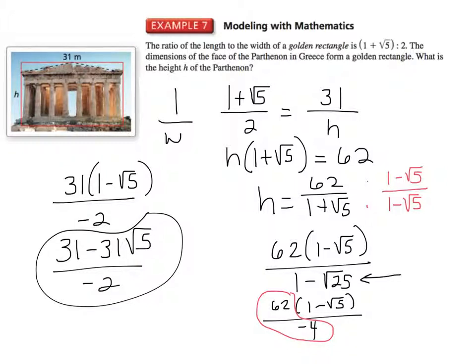So what is the approximate height, if you actually figured this out? It would be approximately 19 meters.